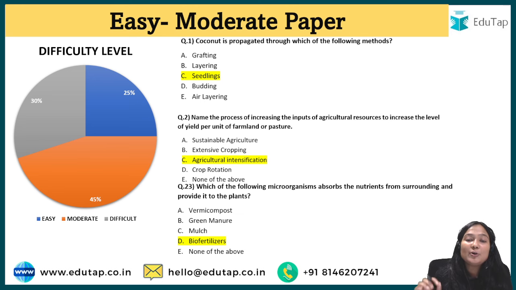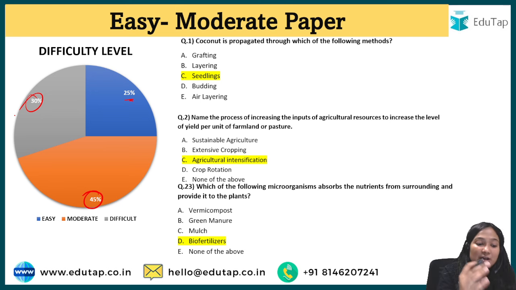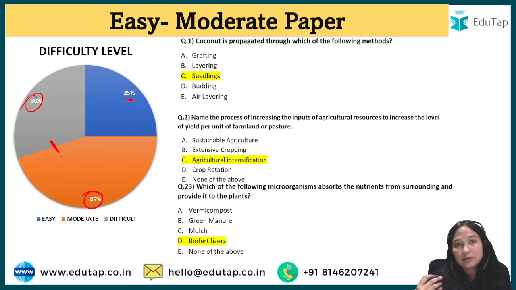So when I talk about the paper, maximum questions were still in the moderate level, though this time look, more than easy level, the questions were in difficult level. So the question paper will be set at moderate to difficult level, but if you are able to get the moderate level well and the easy level is done, in that case also you will do well for your exam.